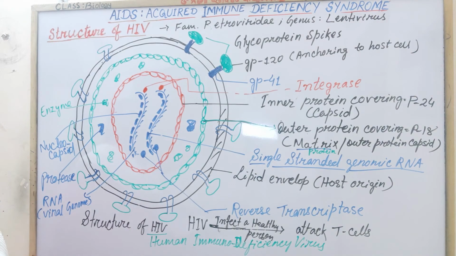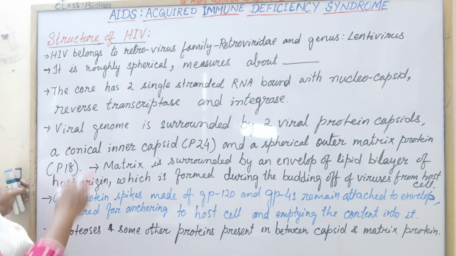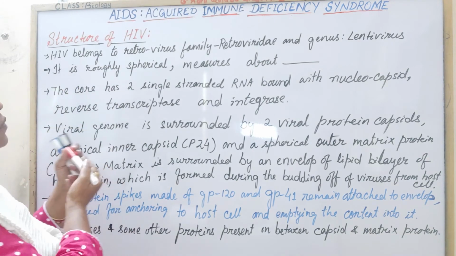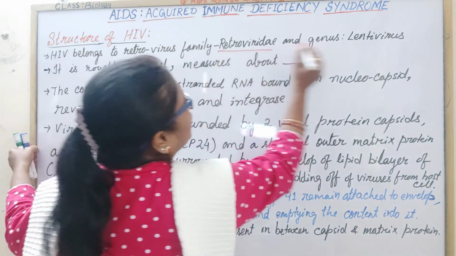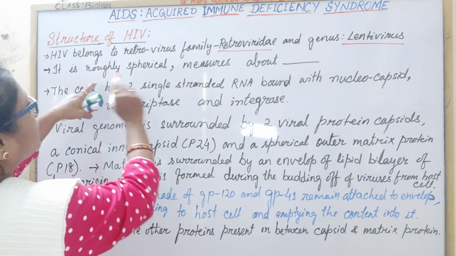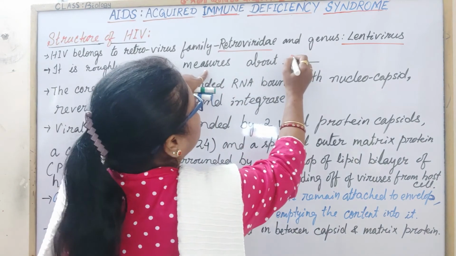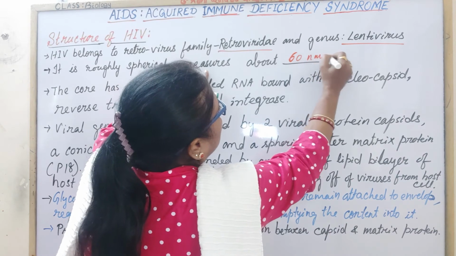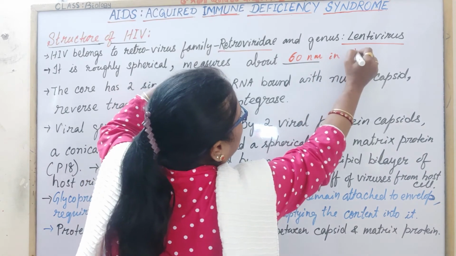How these viruses infect the host cell, let us see. Write down the points of the structure of HIV. It belongs to family Retroviridae, genus Lentivirus. It is roughly spherical, measuring about 60 nanometers in diameter.